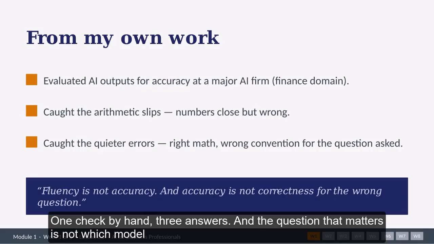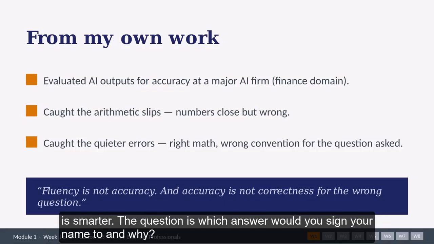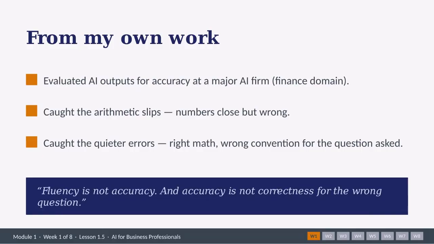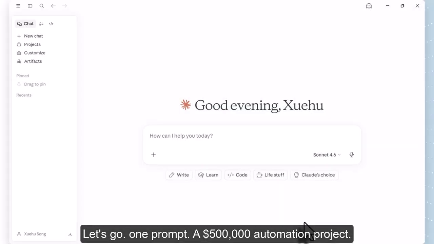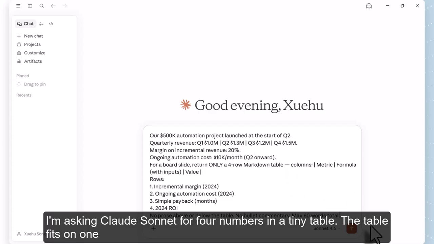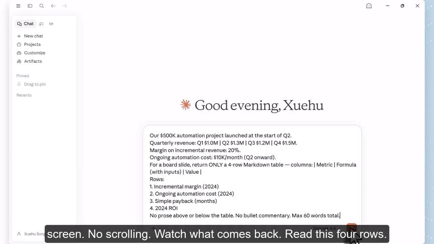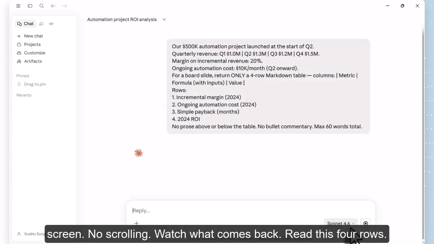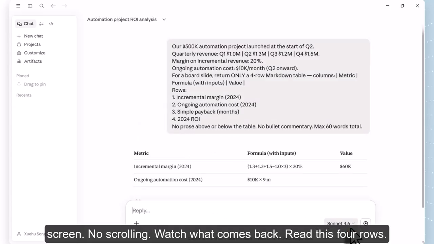And the question that matters is not which model is smarter. The question is, which answer would you sign your name to and why? Let's go. 1 prompt. A $500,000 automation project. I'm asking Claude Sonnet for 4 numbers in a tiny table. The table fits on one screen, no scrolling. Watch what comes back. Read this.